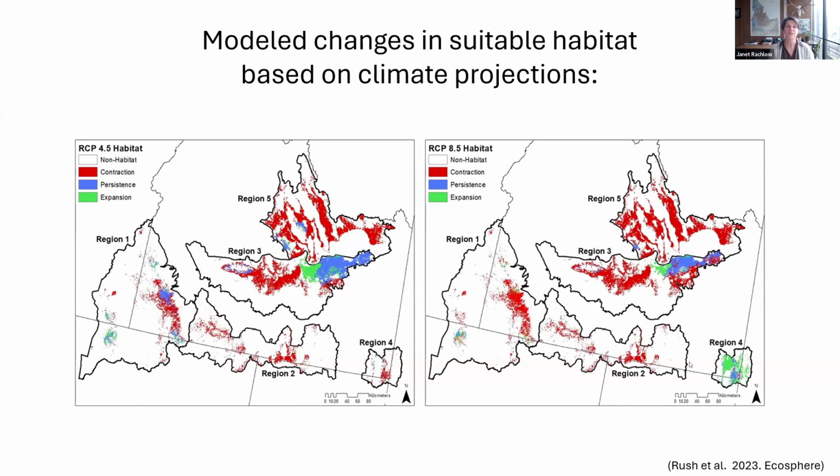Now, there's lots of reasons why these models are really just a first cut. They don't really represent reality. They assume that there's a stationarity in the relationship between the animals and the environment. They also don't incorporate any of the information about biological responses, changes in their physiology, their behavior, or the ability to adapt.